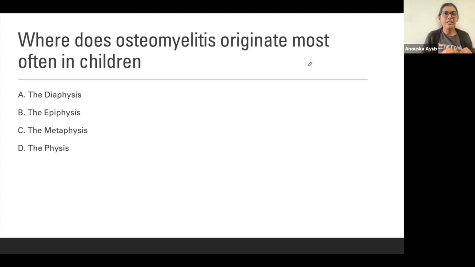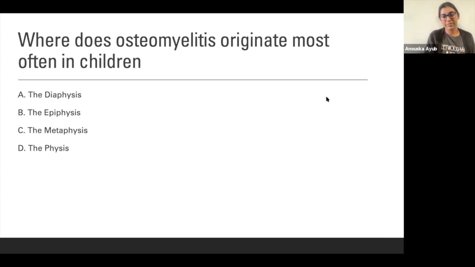So let's just get into a little bit of the basic science of osteomyelitis just to finish off with. So where does osteomyelitis originate most often in children? Is it in the diaphysis, the epiphysis, the metaphysis, or the physis? And I know from Anna's first question that you all know where all of these things are. So where do you most often see osteomyelitis in the bone of children? Okay, should we have the answer?